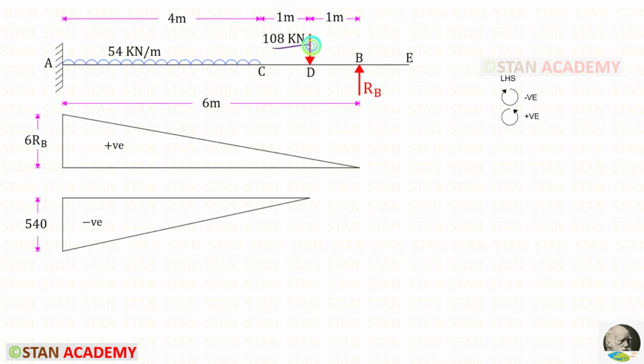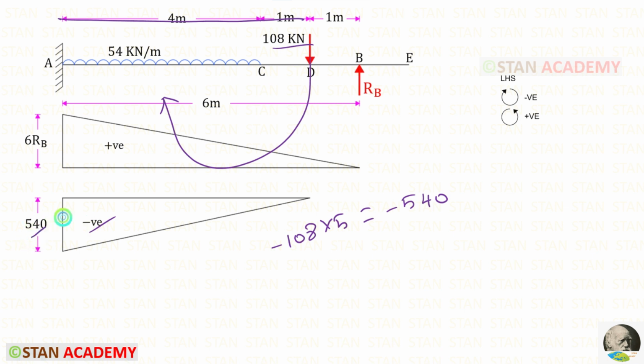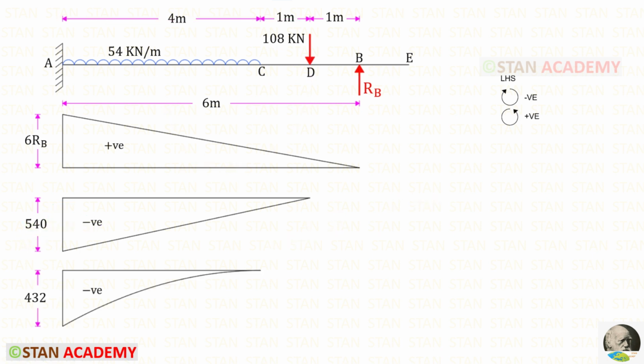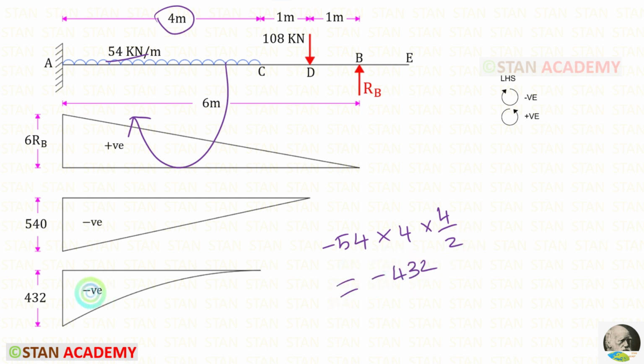The point load 108 is acting in the clockwise direction, so that it will be negative, and the distance is 5. Minus 108 into 5, we will get minus 540. Let us enter that. The uniformly distributed load 54 is acting in the clockwise direction, so it is also negative. We know that with the UDL we have to multiply the distance and then the distance by 2. When we calculate this, we will get minus 432.